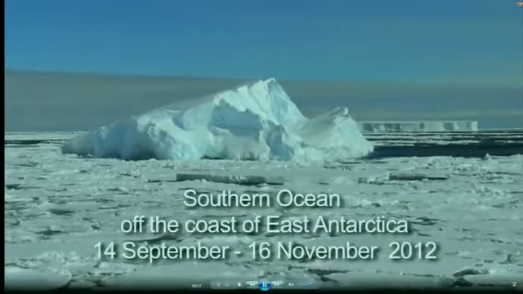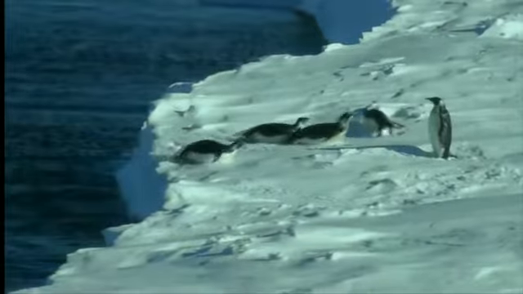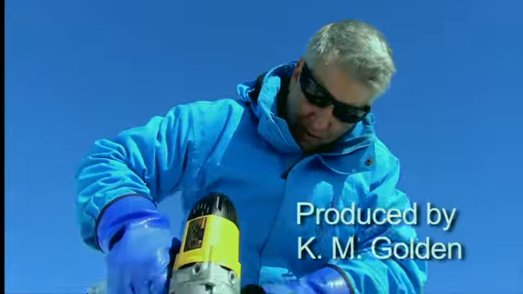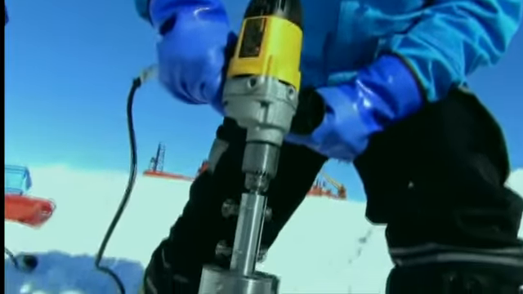Being in the Antarctic. $10,000 composite core that I have. Yes, it's broken.